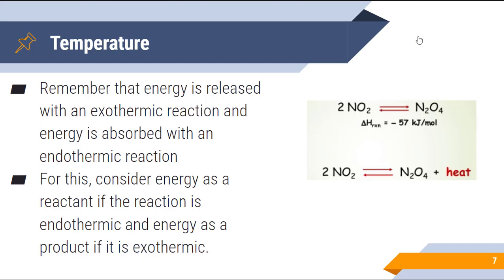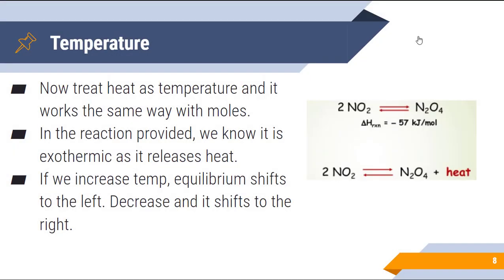If I take a look at the reaction on the right here, we have a delta H. You can think of that like delta E is negative 57. If it's negative, that means that energy is released. So I think of heat as a product in that reaction. Now we treat heat as temperature, and it works the same way with moles. So for example, on the reaction on the right, we know that it is exothermic, as it releases heat. So we put heat on the product side. Now we just do the same thing we do with moles. So if I increase the temperature, heat goes up, right?